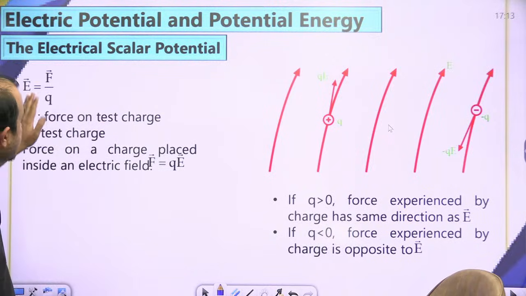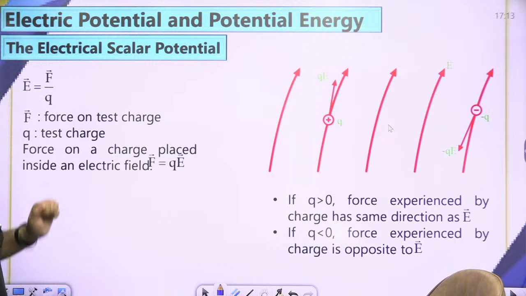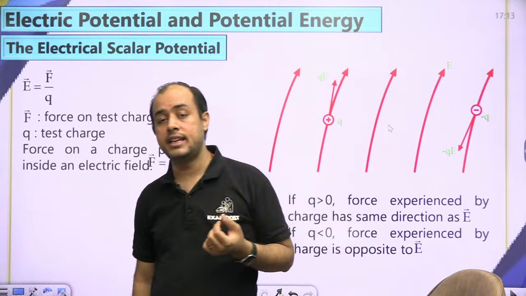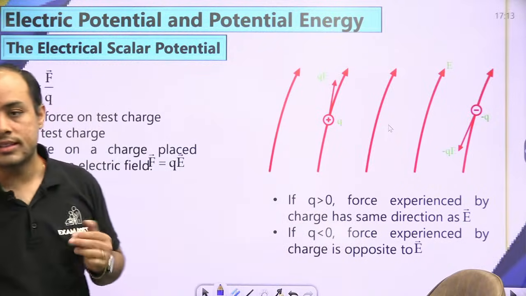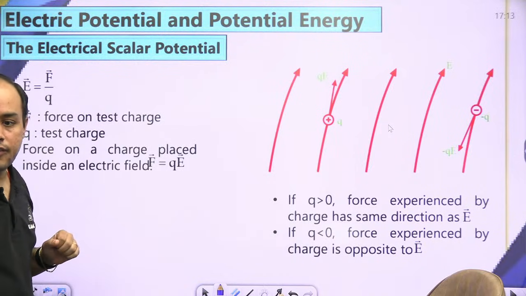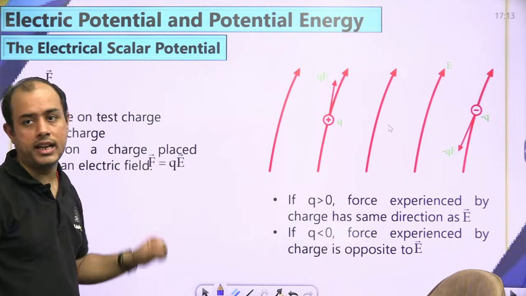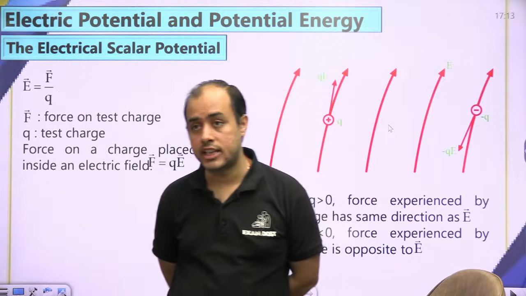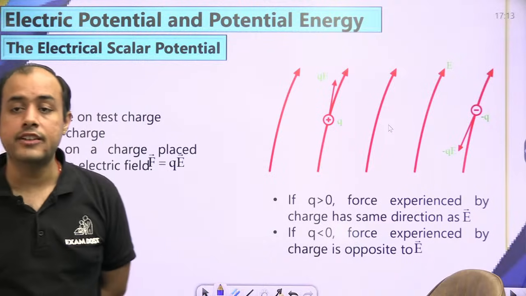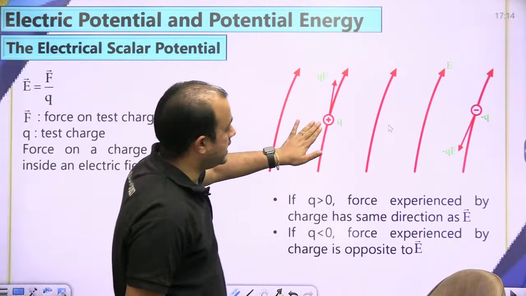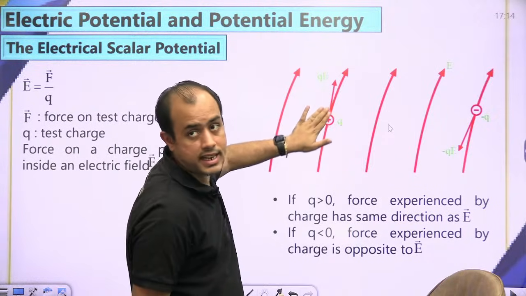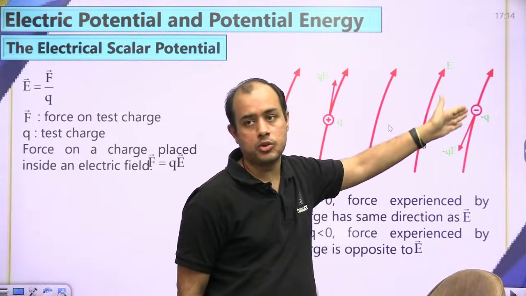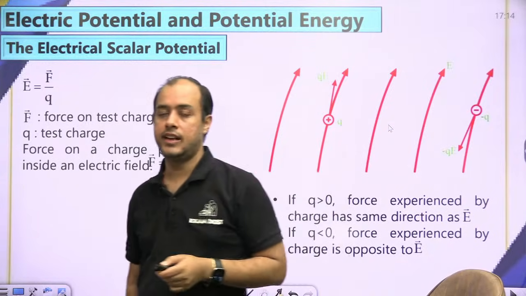So yesterday we studied electric field is force per unit charge, where F is the force on a test charge kept near to a source charge and Q is the value of test charge. So we found the force as Q into electric field. Now if Q is positive, the force is in the same direction as the field. If Q is negative, force is opposite to the field. So you can see for a positive charge, force is tangential to the electric field line. For a negative charge, force is in the opposite direction to the electric field line.